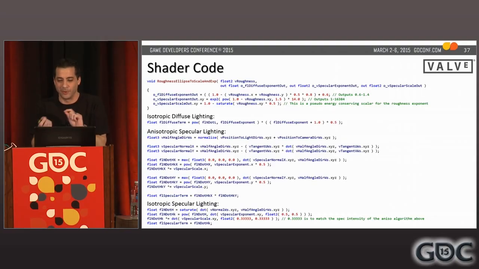So we have a little bit of an exponent that ranges between like 0.6 and 1.4 based on our roughness parameter. I did experiment with anisotropic diffuse, and it looks great in some cases, but it's really not worth the instructions, so we're not doing it. We have a lot of pixels to render.